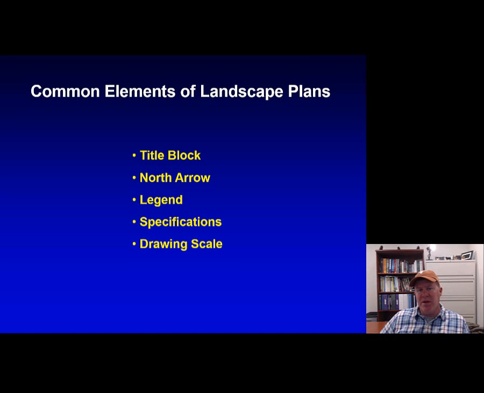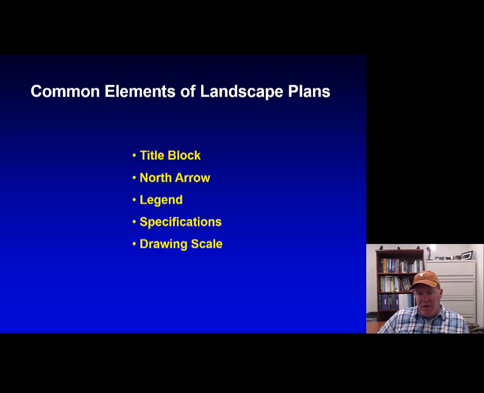You may even see some different types of symbols that you will see on the plan included in the legend. And then again, the good old specifications. If you've heard some of my other lectures talking about specifications, we all can get in trouble. I've been in trouble with it myself by not reading the specifications.